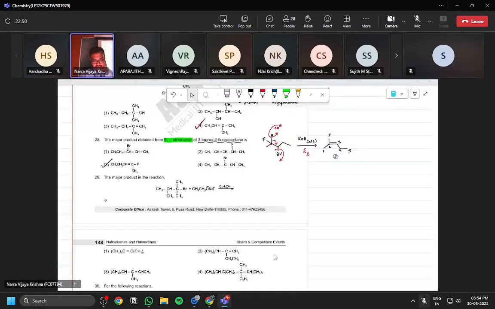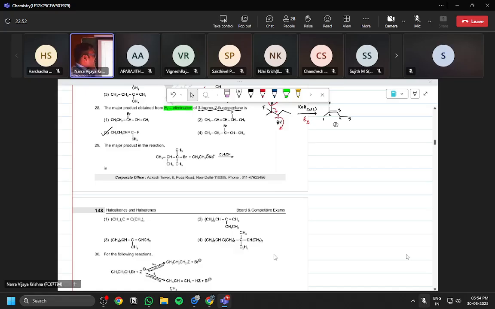Now come to the next one. Major product in this reaction. Base is given, a good base: sodium ethoxide in presence of ethyl alcohol means a very strong base. Bromine is also a good leaving group. As this is a good leaving group, it can follow a carbocation intermediate. If I am getting a carbocation intermediate, the reaction is proceeding via E1 elimination.